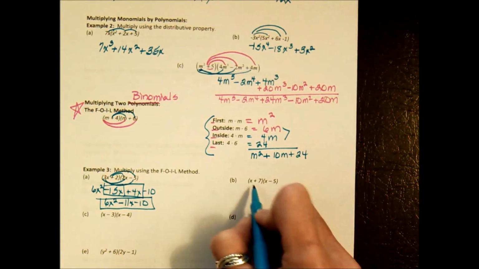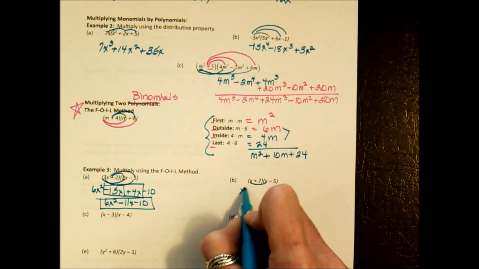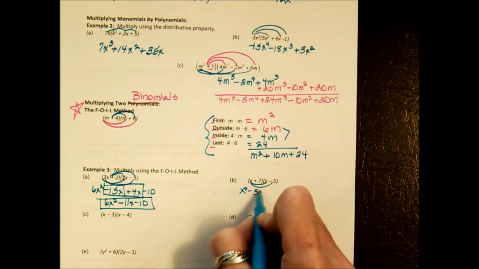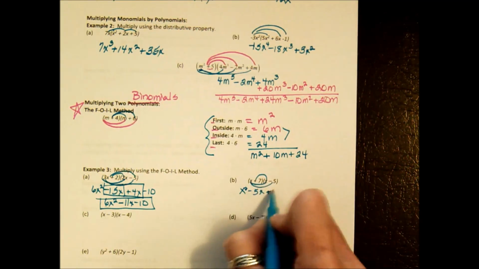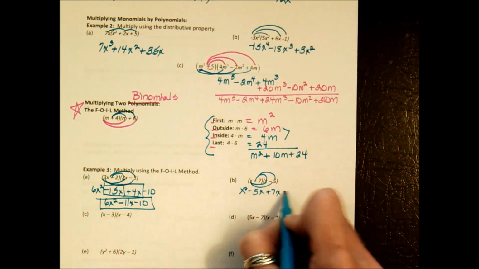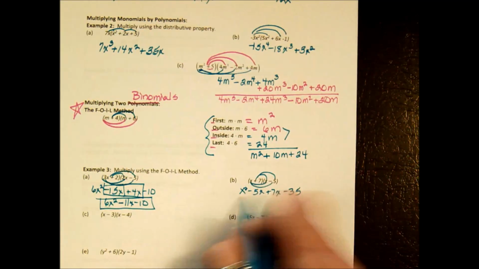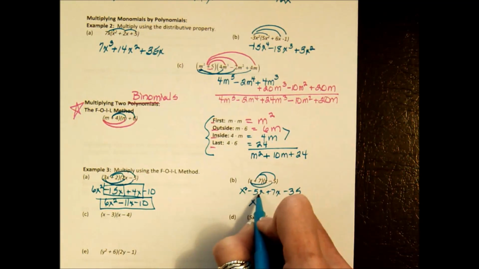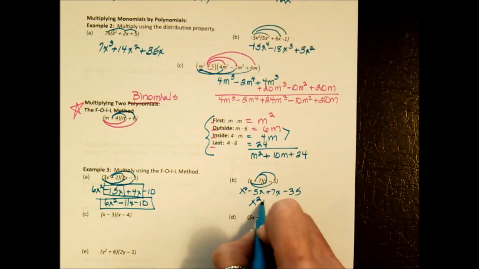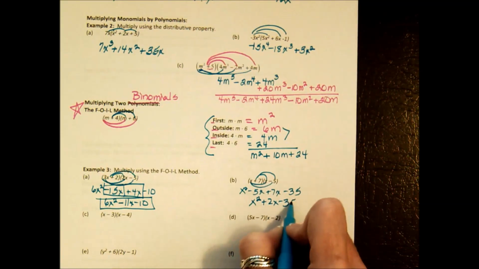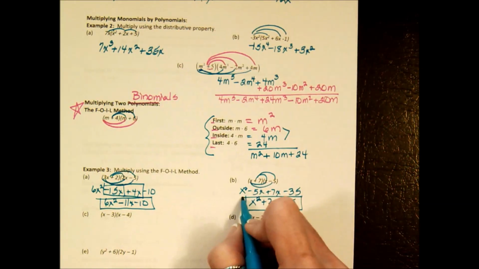Let's try another one. First, outside, inside, and last. And I do recommend drawing those little lines like I did so you don't forget anything. Combining like terms, x squared, negative 5x and positive 7x plus 2x minus 35.